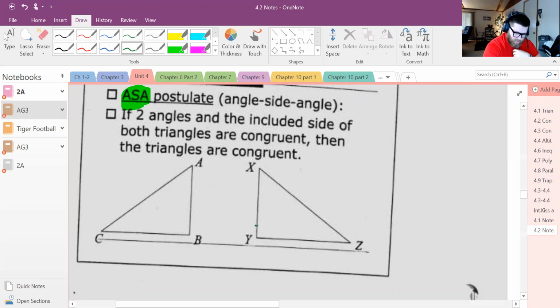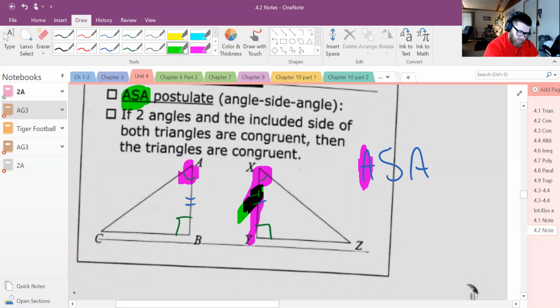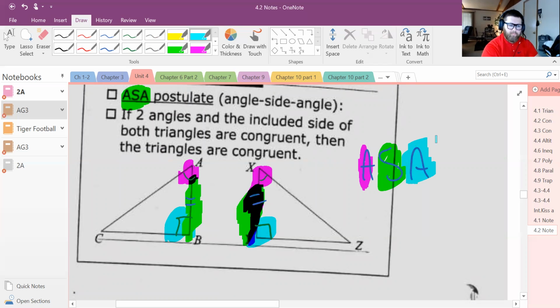say this is congruent to this. This is congruent to this. And let's say the side in between is also congruent. Okay, these two triangles are congruent by angle, side, angle. Why? Because here's an angle that's congruent. Here's the sandwich side. Uh-oh, wrong color. Here's the sandwich side. And then here is the right angle. Okay, angle, side, angle. That's our last one we're going to learn.